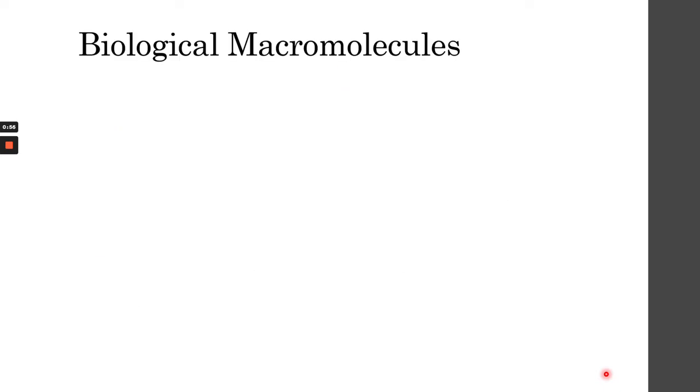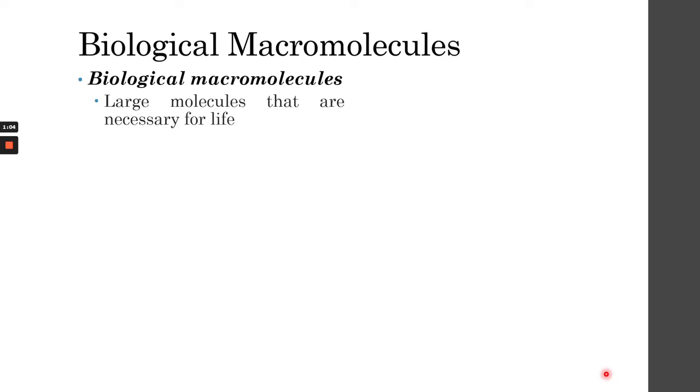So let's begin discussing first by understanding what are biological macromolecules. Biological macromolecules are basically large molecules that are necessary for life. So these are molecules that are necessary for the body to have for our normal functioning and in order for us to live.